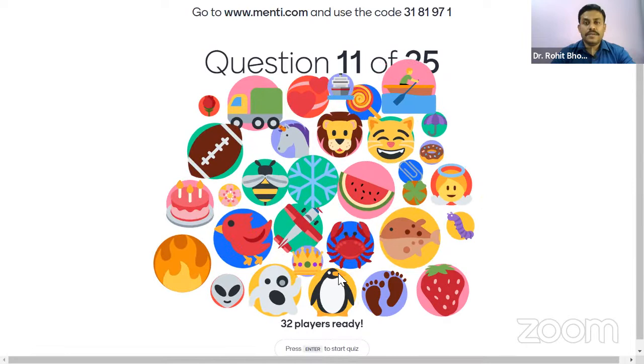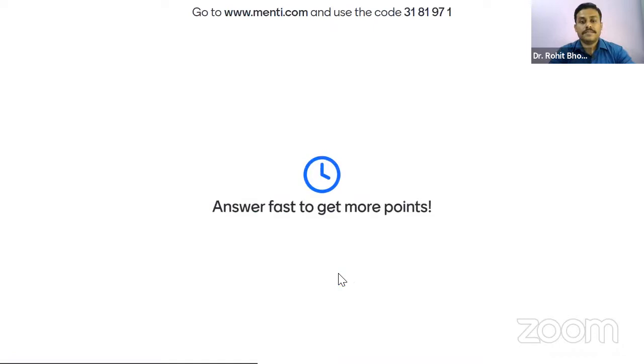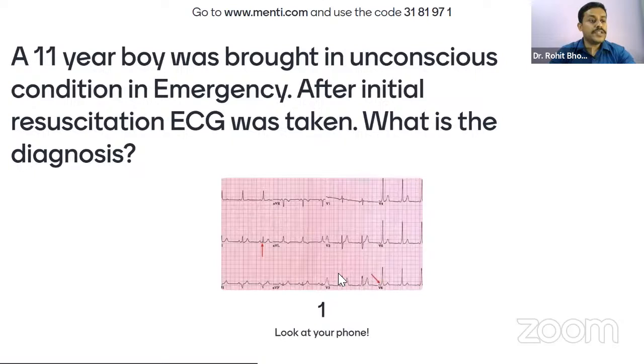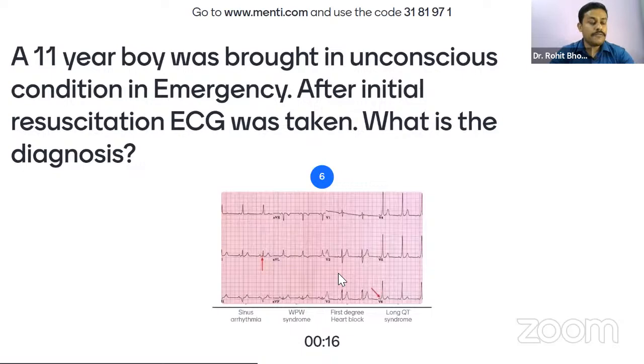Question number 11. A year-old boy came with unconsciousness, after initial resuscitation ECG was taken. 20 seconds, look carefully, you can zoom also on your mobile. If you want to see closer, you can zoom also. So correct answer, long QT.